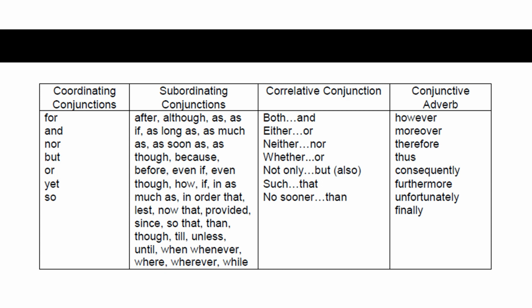How about correlative conjunctions? Both and, either or, neither nor, whether or, not only but also, such that, no sooner than. These are the words for correlative, or phrases for the correlative conjunction. And the conjunctive adverbs are the following: however, moreover, therefore, thus, consequently, furthermore, unfortunately, and finally.